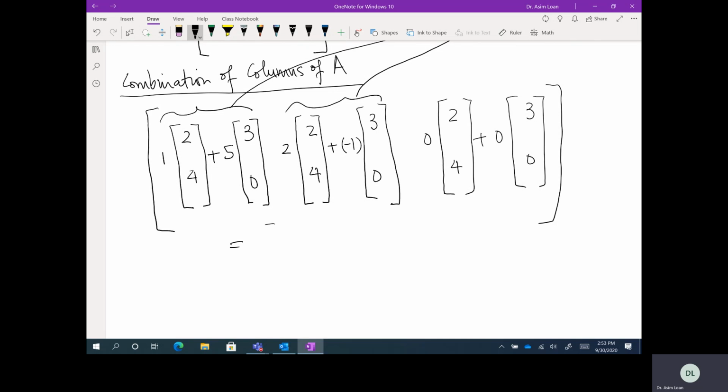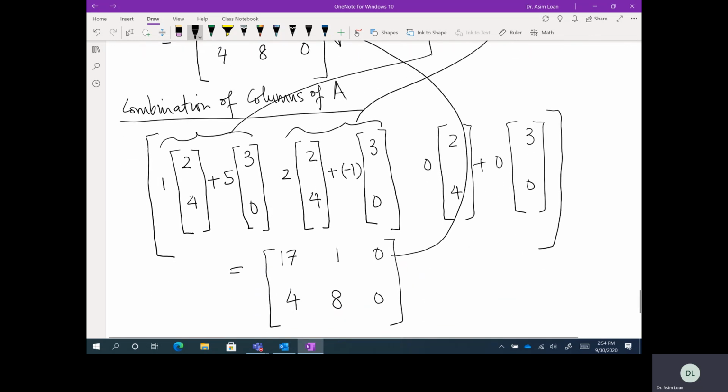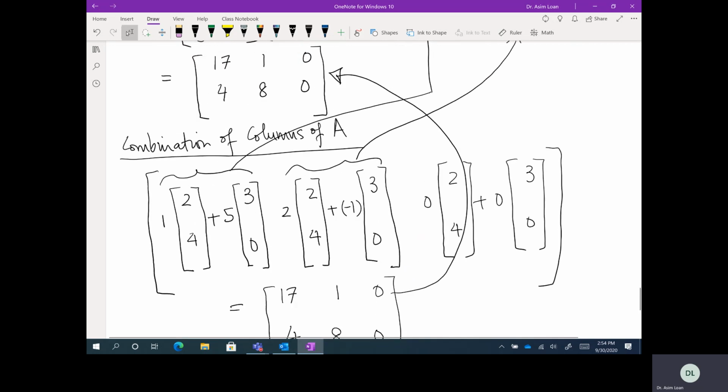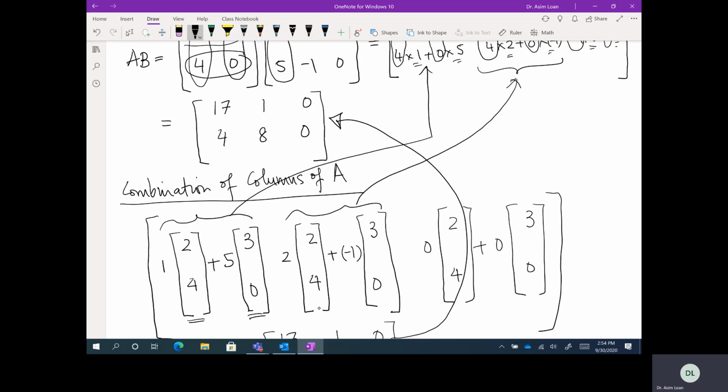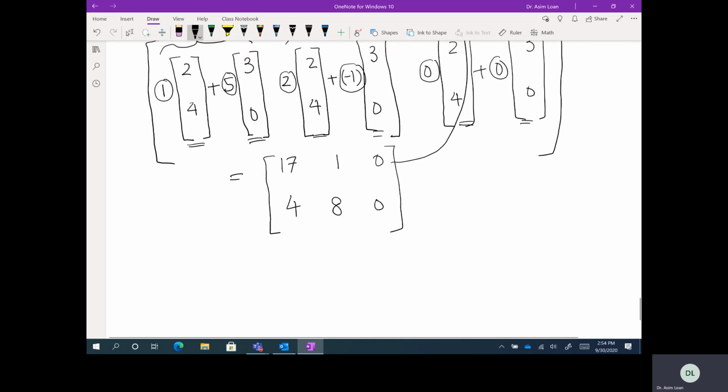So now what is this equal to? So this is simply equal to 2 plus 15 is 17. 4 plus 0 is 4. 4 minus 3 is 1, 8, 0, 0, 0, 0, which is exactly the same as this one, 17, 1, 0, 4, 8, 0. So when you do combination of columns, these are the columns of A. These are weighted by the numbers in the rows of B. So this is combination of columns of A.